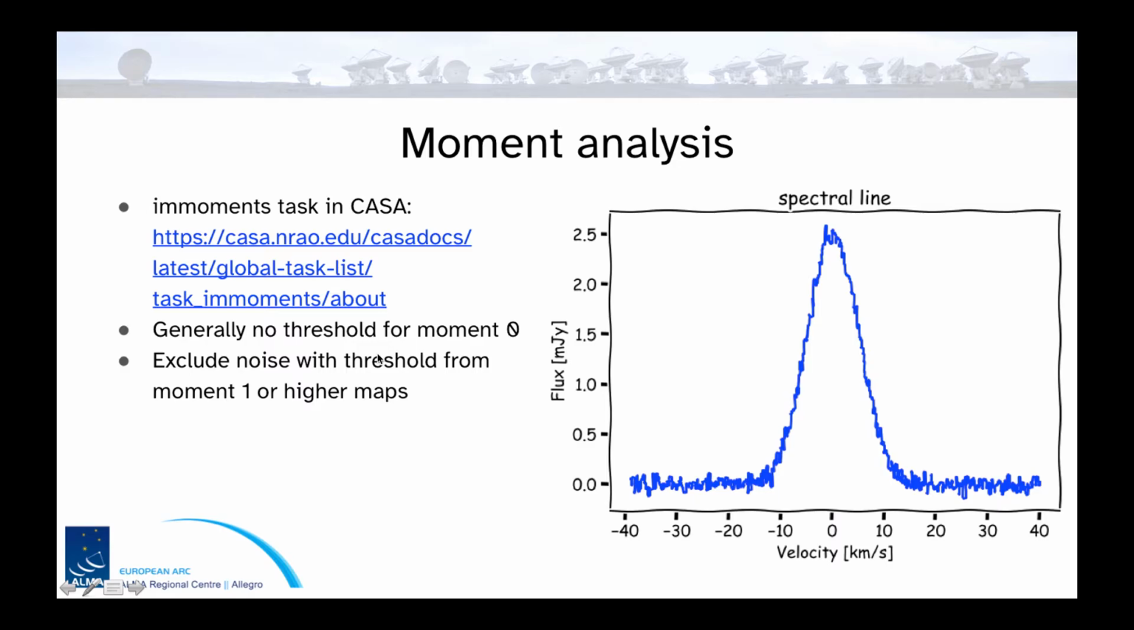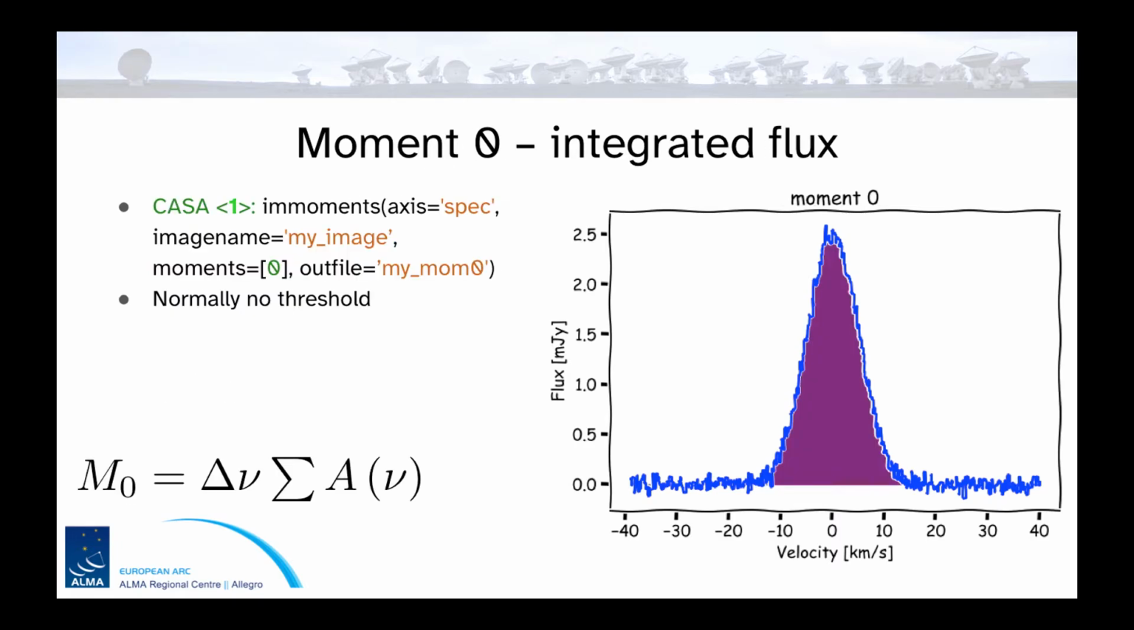Now we can use the immoments task in CASA to analyze this, and to note that generally it's recommended that you use no threshold in terms of signal for moment 0, but to get meaningful information from moment 1 or higher maps, you will need to exclude noise with some kind of threshold, and I'll explain how to do that in the following slides. So moment 0, the integrated flux, is exactly what it says.